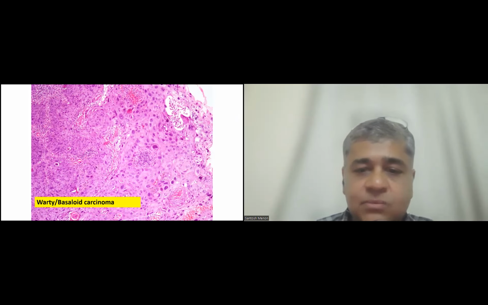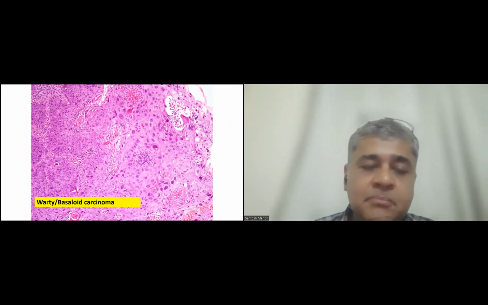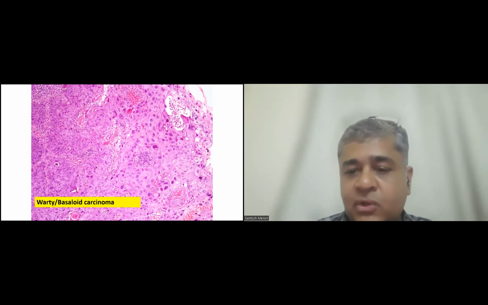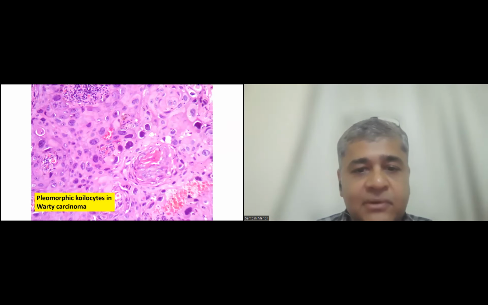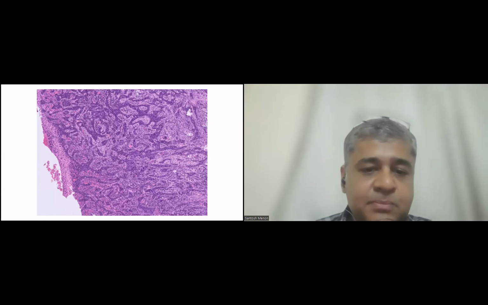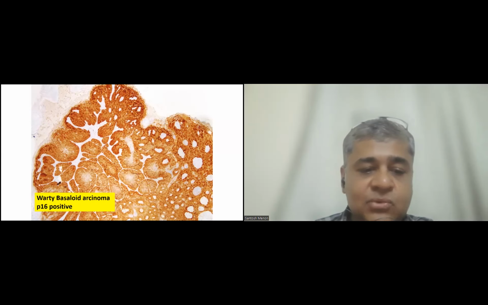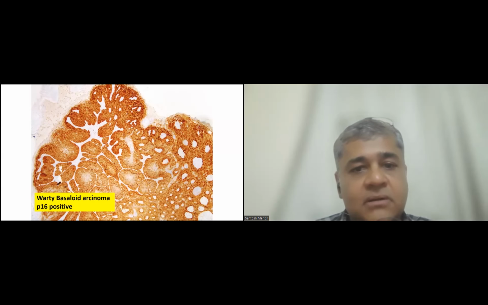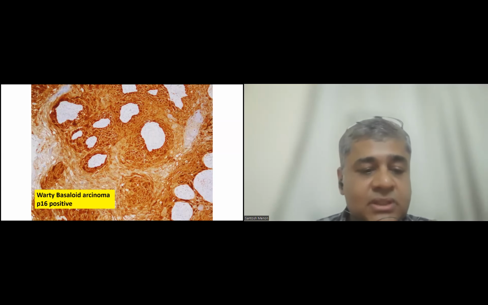You can see this warty basaloid again, showing the basaloid aspect on the left-hand side, and the very pleomorphic koilocytes which you see on the superficial aspect of the tumors. Higher power to show these koilocytes, binucleate forms. Again, some pictures to show the warty and basaloid-looking tumors, very warty on the surface and basaloid on the invasive front. And these are diffusely and strongly positive for P16, especially the basaloid type.